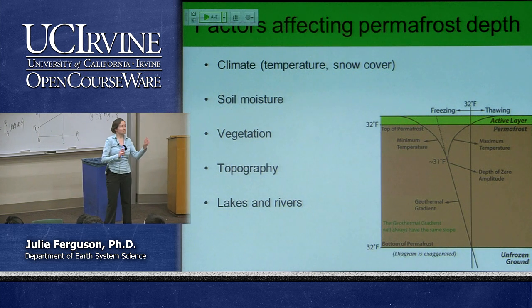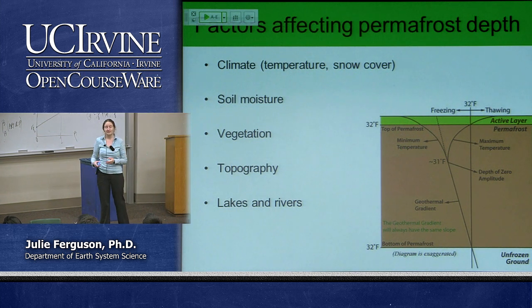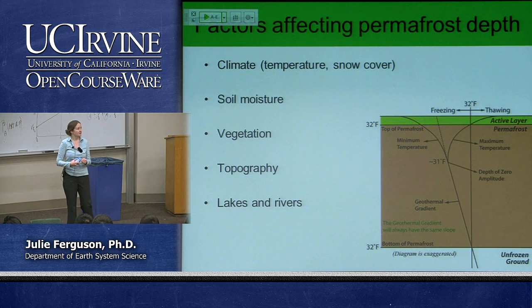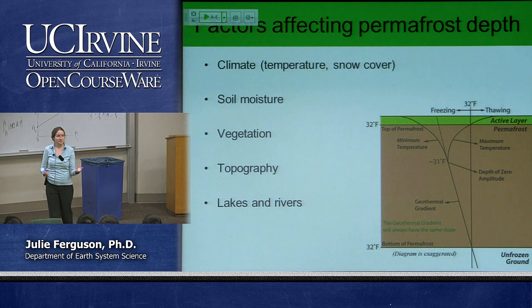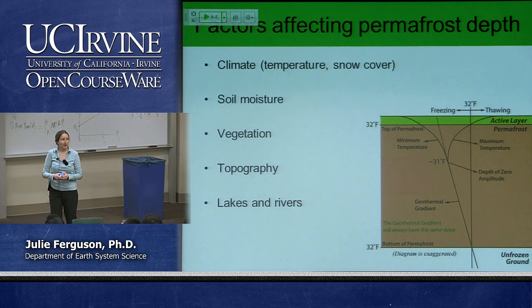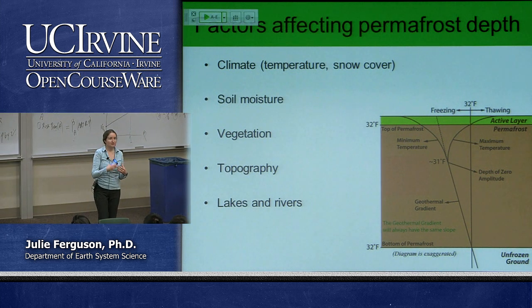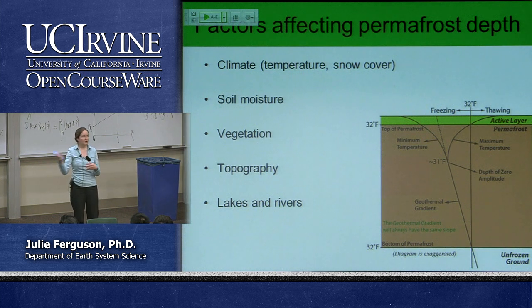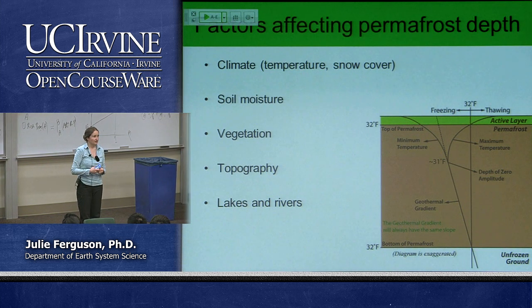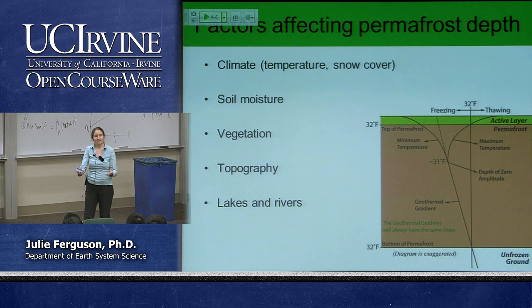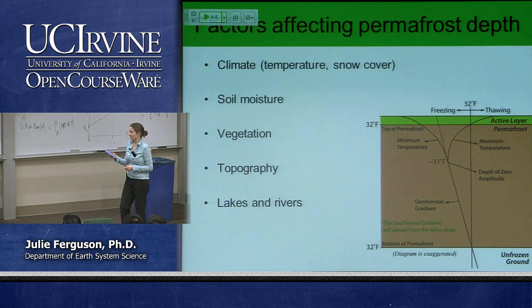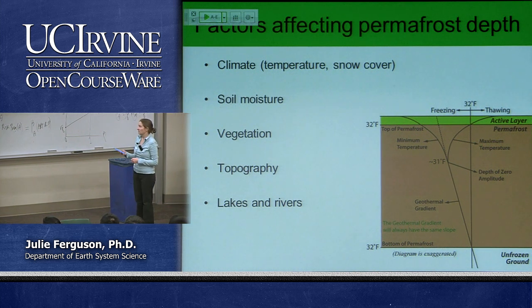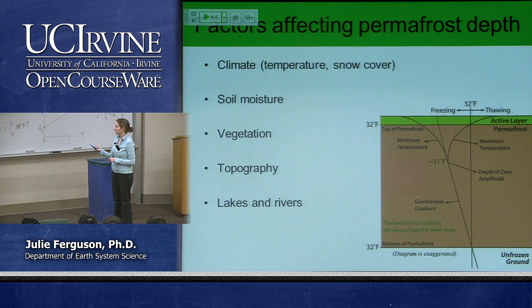Topography, we talked about whether it's north-facing or south-facing. That would affect our permafrost depth. Lakes and rivers, for the same reason that soil moisture affects our permafrost, because that water contains a lot of energy, takes a lot to freeze water. And so the fact that we have liquid water around is less likely to allow us to develop thick permafrost.